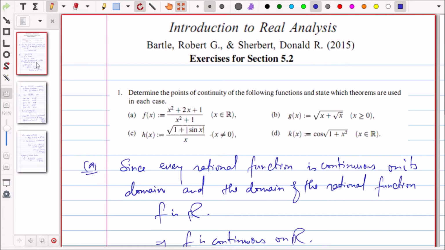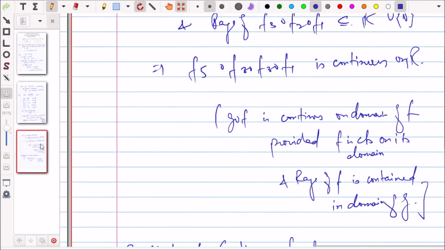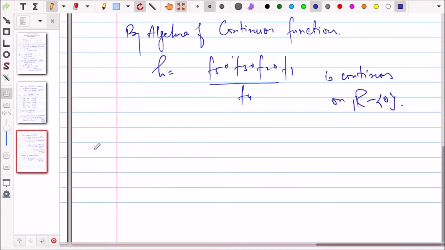Now let us take the fourth part. This is k(x) equal to cos root 1 plus x square. So here we have three functions. First is cos x, then we have root, and then we have 1 plus x square. So k(x) is a combination of three functions. So k(x) is equal to cos of root 1 plus x square.